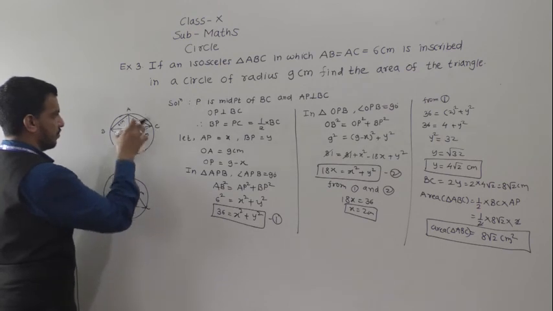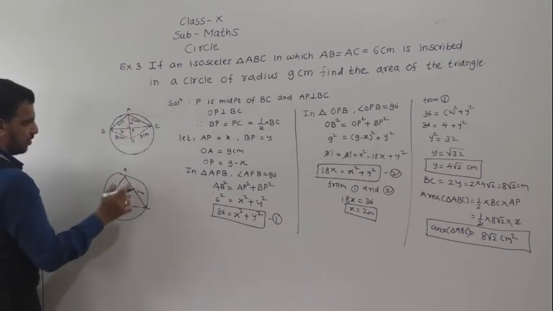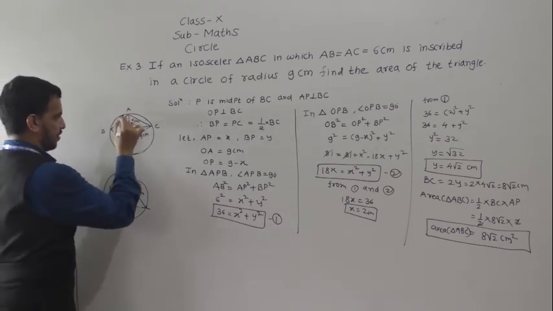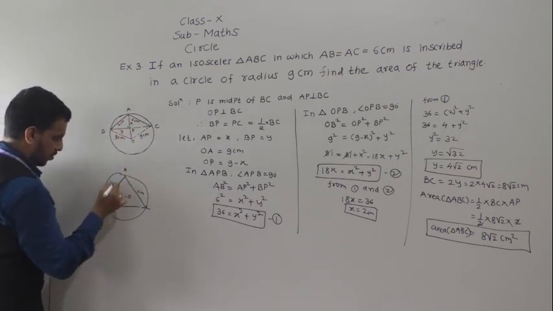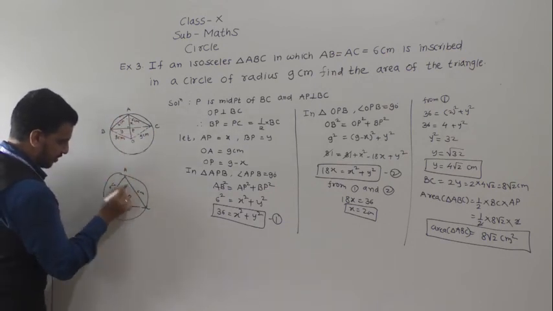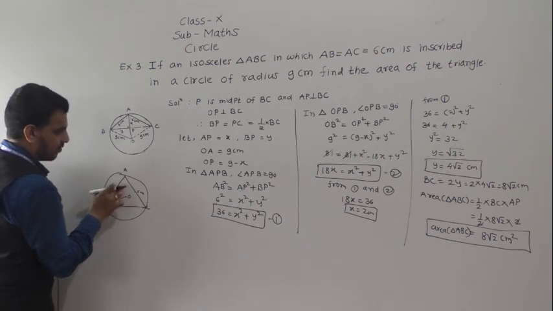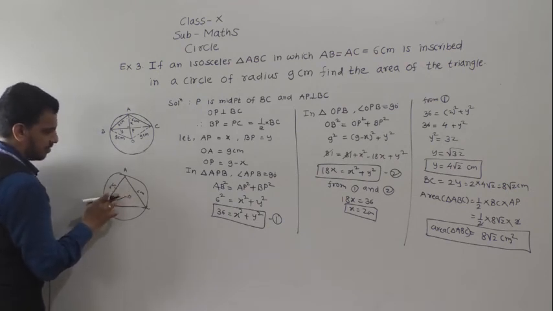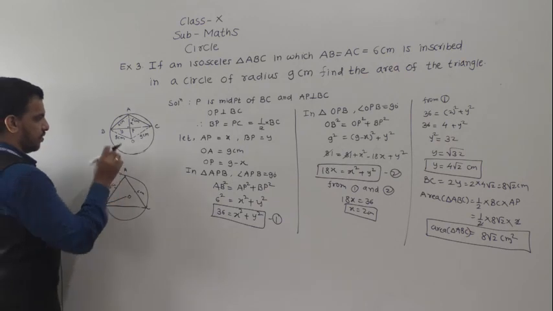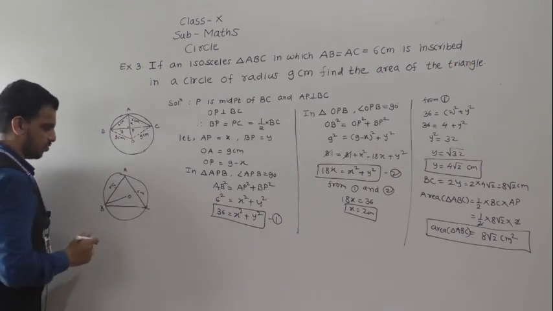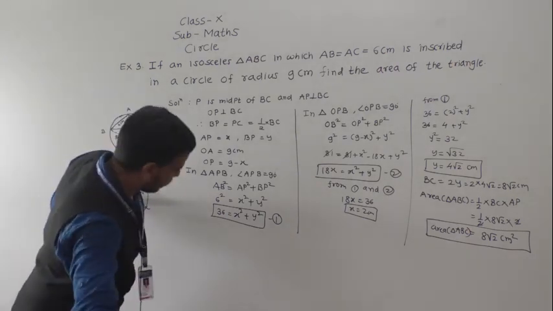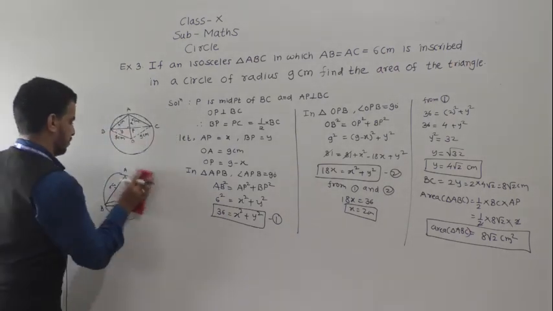Okay, here the figure is not given, we have to draw the figure. So take the figure like this way, AB and AC, these are 6 cm. Because if AB and AC are here, it is not 6 cm, it is greater than 6. So if we want AB and AC to be 6 cm, take AB and AC on one side of center O. So this is not the correct figure, and the correct figure is this.